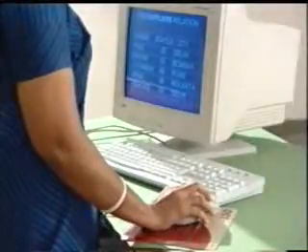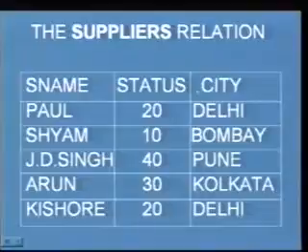First of all, let us see the definition of domain. A domain is a set of permissible values for a particular attribute. Let us understand this statement with an example. This is an example of the supplier's relation. It consists of three attributes: S-name, status, and city. For the attribute S-name, the domain is the set of all the names, and similarly for the case of city, the domain is the set of all the city names.